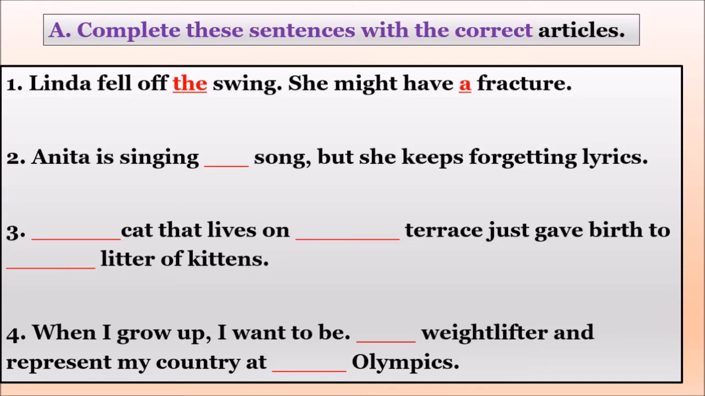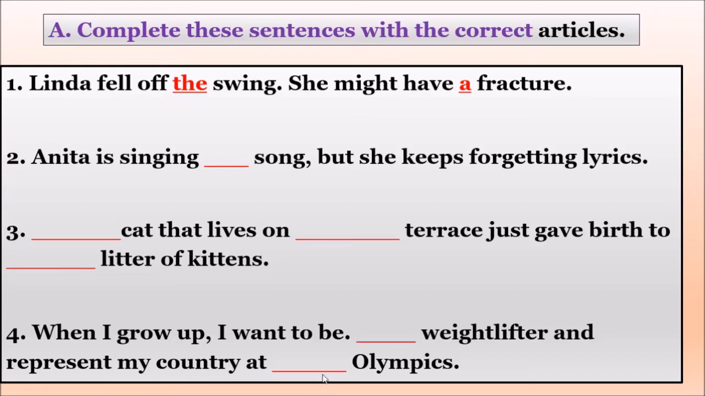Understood, guys? Okay. Now coming to the fourth question. When I grow up, I want to be dash weightlifter and represent my country at dash. The full stop doesn't come here, children.